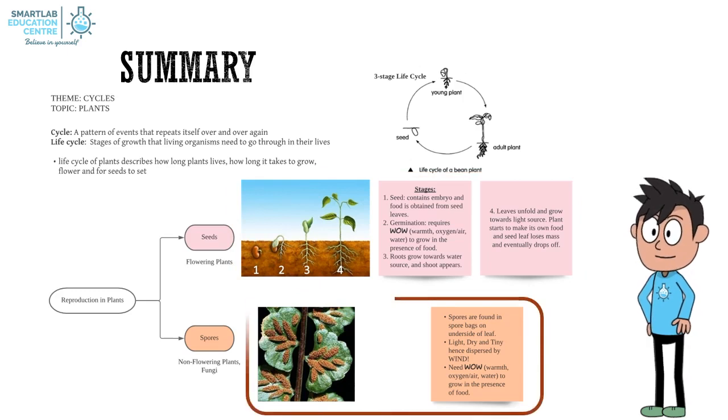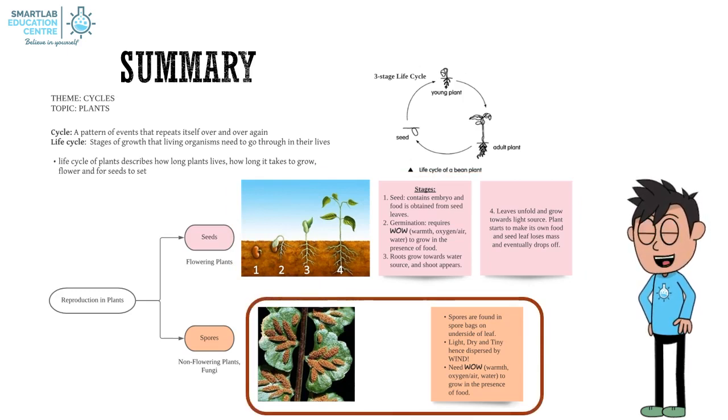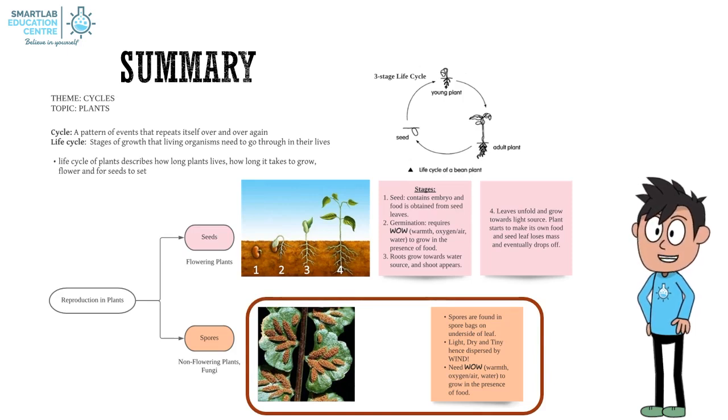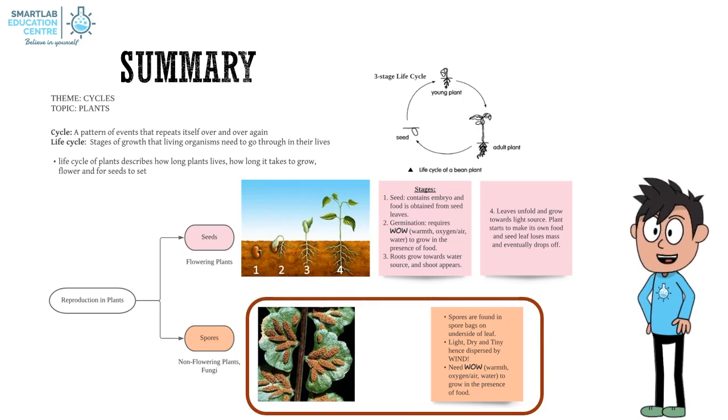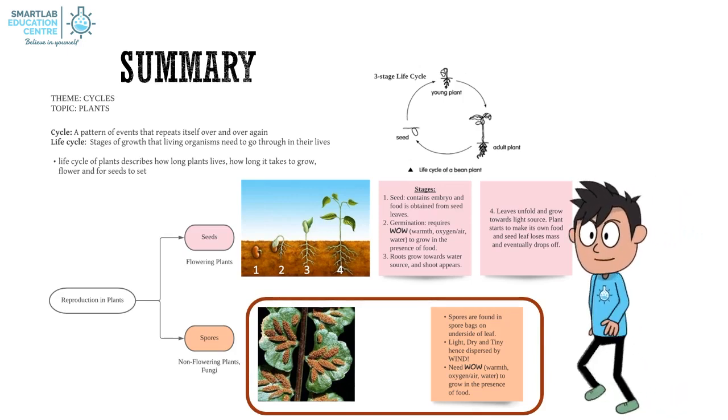Reproduction by spores. Spores are found in spore bags on the underside of the leaf. They are light, dry, and tiny, hence dispersed by wind. They also need water, warmth, oxygen, and air to grow in the presence of food.